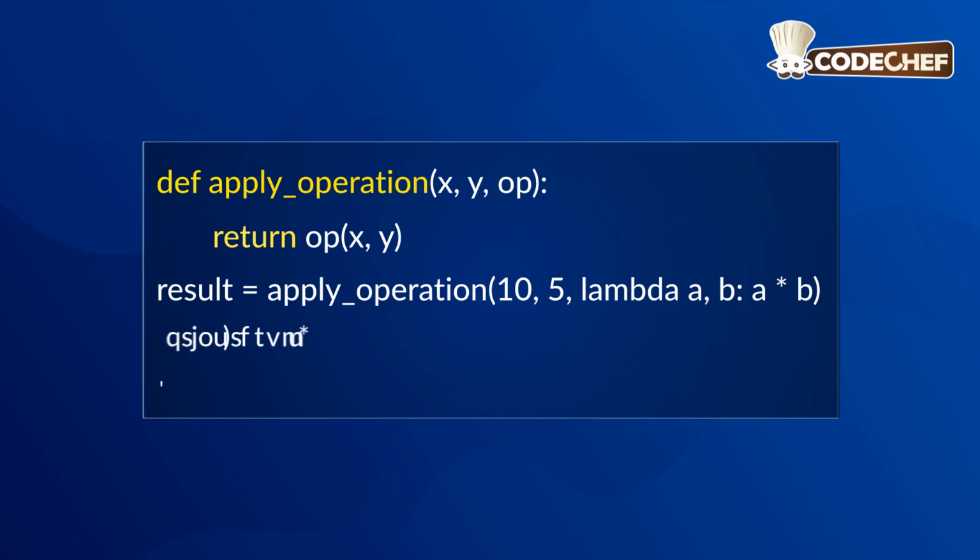So, 10 times 5 is 50. The print statement then displays our final result. We can see the function correctly applied our multiplication operation, proving just how useful these anonymous functions can be.